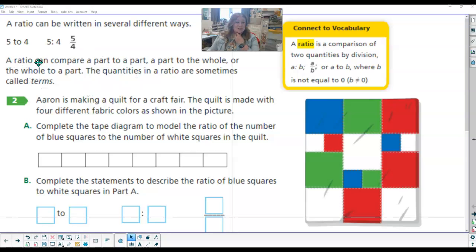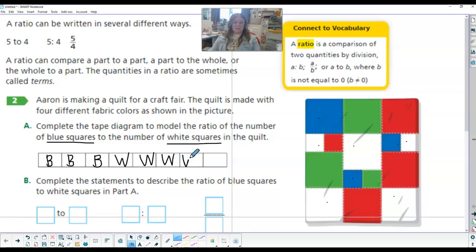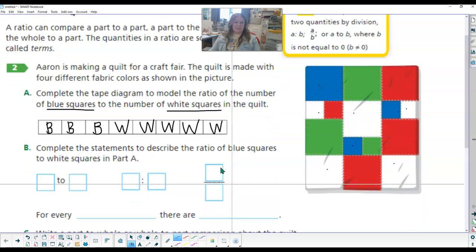So number 2 tells us that Erin is making a quilt for a craft fair. The quilt is made with 4 different fabric colors as shown in the picture. Complete the tape diagram to model a ratio of the number of blue squares. So we want blue first and white second. I can see 3 blue squares, so we're going to get our 3 blue squares. And I can see 1, 2, 3, 4, 5 white squares. So blue to white looks like that.